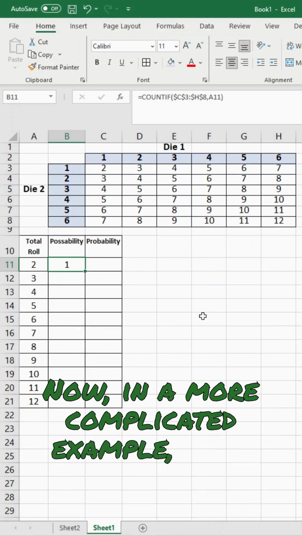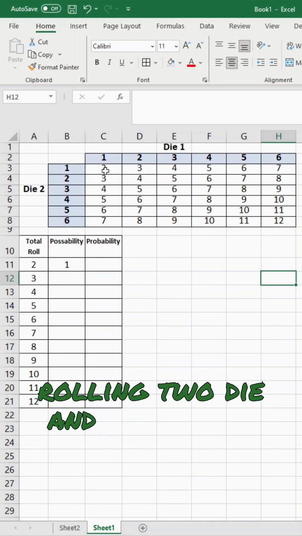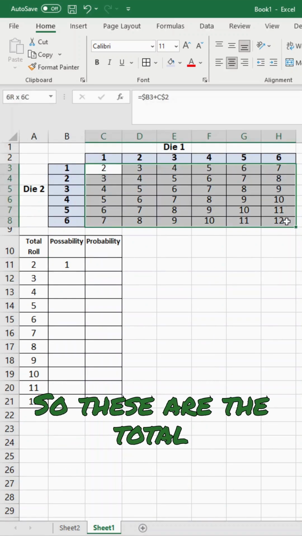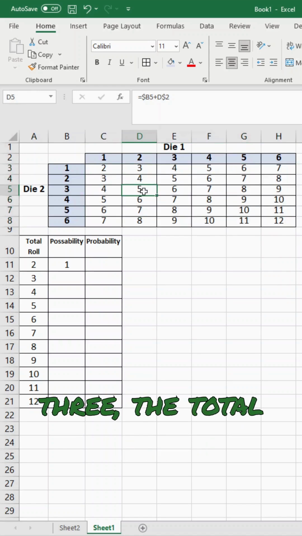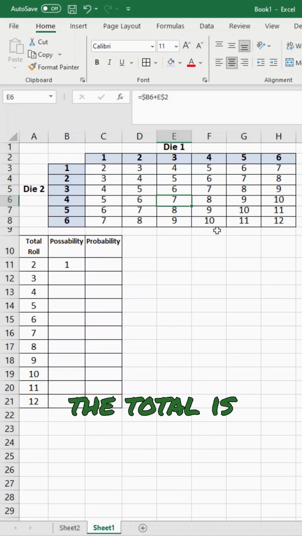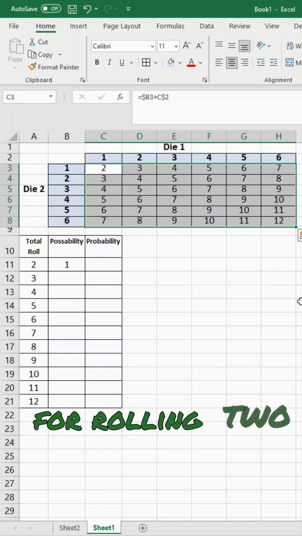Now in a more complicated example, let's say that I am rolling two dice, and these have six sides to them. So these are the total possibilities. If I roll a two and a three, the total is going to be five. If I roll a three and a four, the total is going to be seven. So these are all of the possibilities for rolling two six-sided dice.